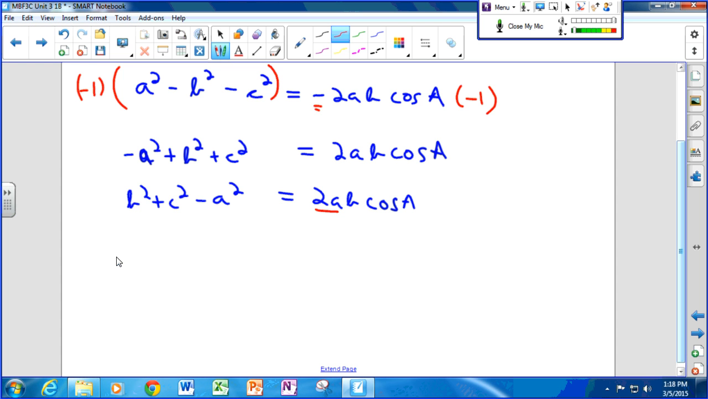Because all we have to do is get rid of that 2ab, and we can do that by dividing both sides by 2ab. So when I do that, what we end up with is b squared plus c squared minus a squared over 2ab equals cos A, right? So that's where we ended up.